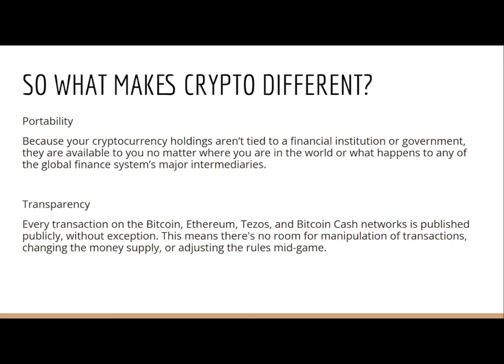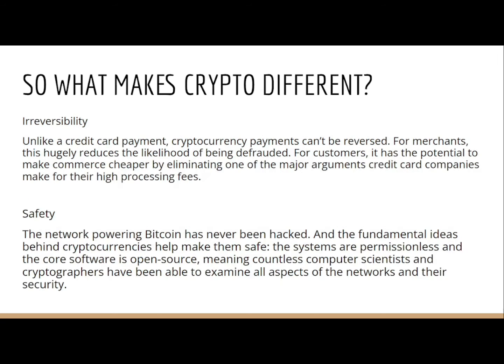Transparency. Every transaction on the blockchain is transparent and can be seen, except for privacy blockchains, which are special cases. But on Bitcoin, Ethereum, Tezos, Bitcoin Cash, Litecoin, all these popular blockchains, the transactions are transparent. There is no room for manipulation. Everything you do on the blockchain can be seen through an explorer. It's called an explorer. That's how transparency comes into crypto.